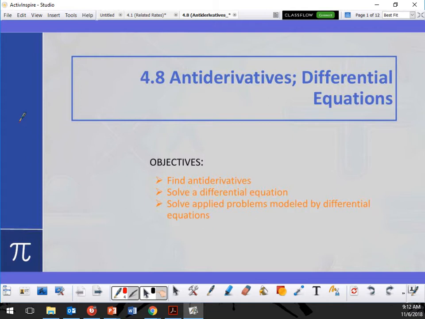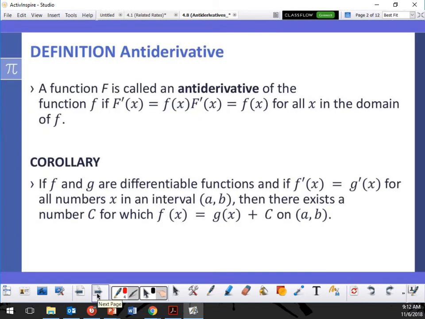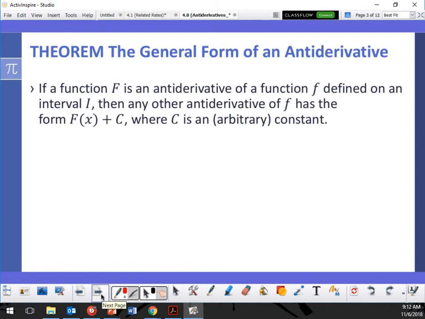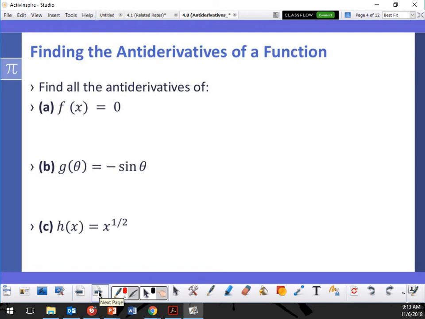So let's take a look. Antiderivative. We denote this with the capital F, and then we go from there. F antiderivative, F plus C. C is an arbitrary constant. Do not forget the C. So find the antiderivative of this. Capital F of x equals C, right?